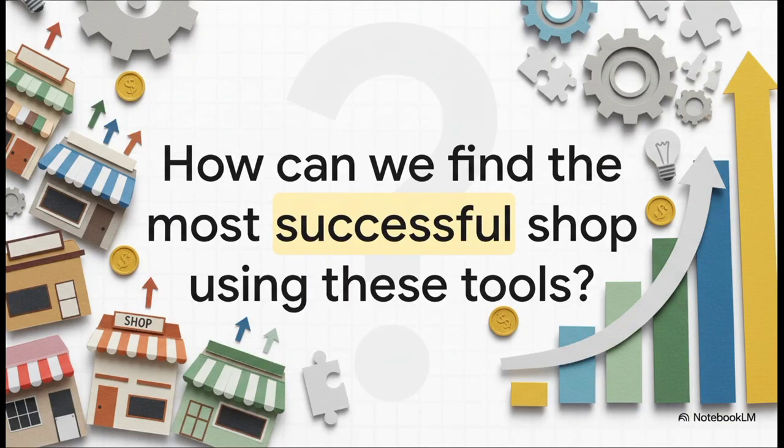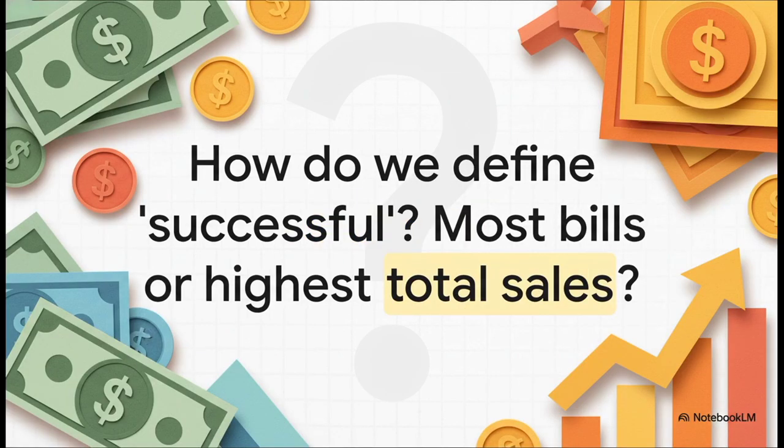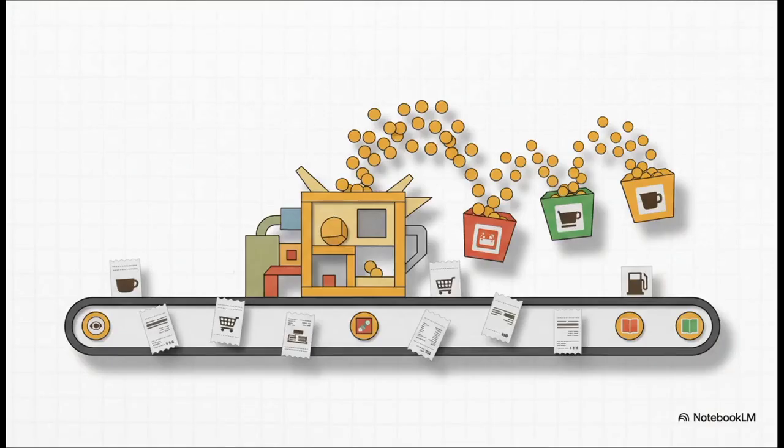How can these blocks tell us which shop is the most successful? First, we gotta define successful. Is it the most sales or the most money? Let's go with total revenue. And we can do this all in one go. We'll just run through the bills, adding up sales for each shop.